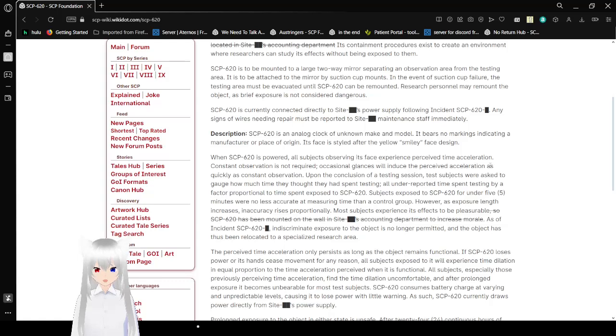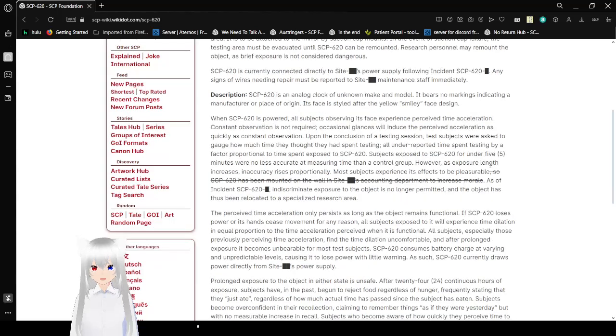SCP-620 is currently connected directly to Site-Redacted's power supply following incident SCP-620-Redacted. Any signs of wires needing repair must be reported to Site-Redacted maintenance staff immediately.